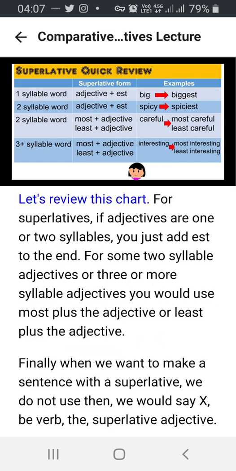Let's review this chart. For superlatives, if adjectives are 1 or 2 syllables, you just add EST to the end. For some 2-syllable adjectives or 3 or more syllable adjectives, you would use most plus the adjective or least plus the adjective.